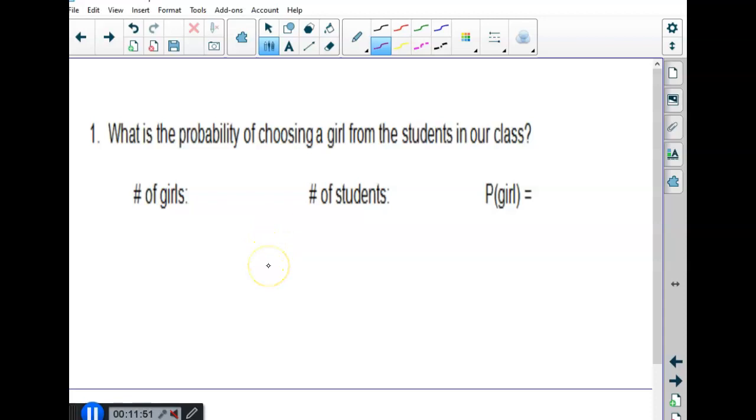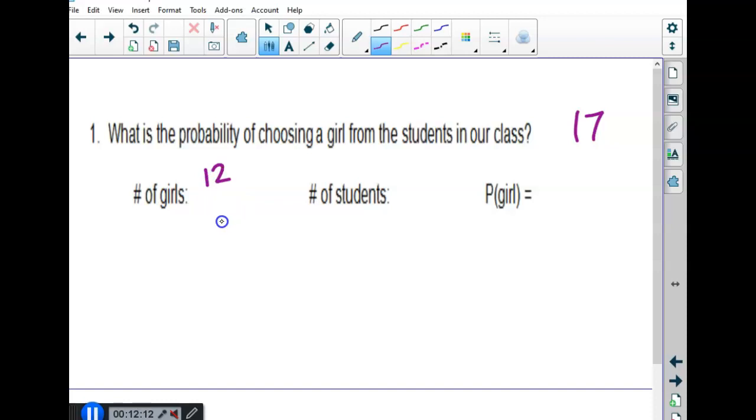All right. 1, 2, 3, 4, 5, 6, 7, 8, 9, 10, 11, 12, 13, 14, 15, 16, 17 people here today. So out of 17 in our class, 1, 2, 3, 4, 5, 6, 7, 8, 9, 10, 11, 12, maybe we'll say are girls.